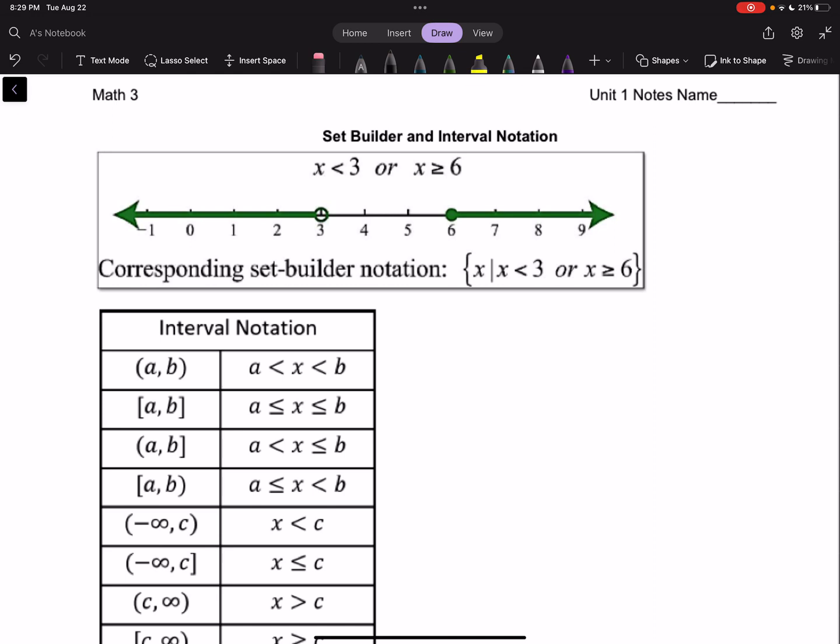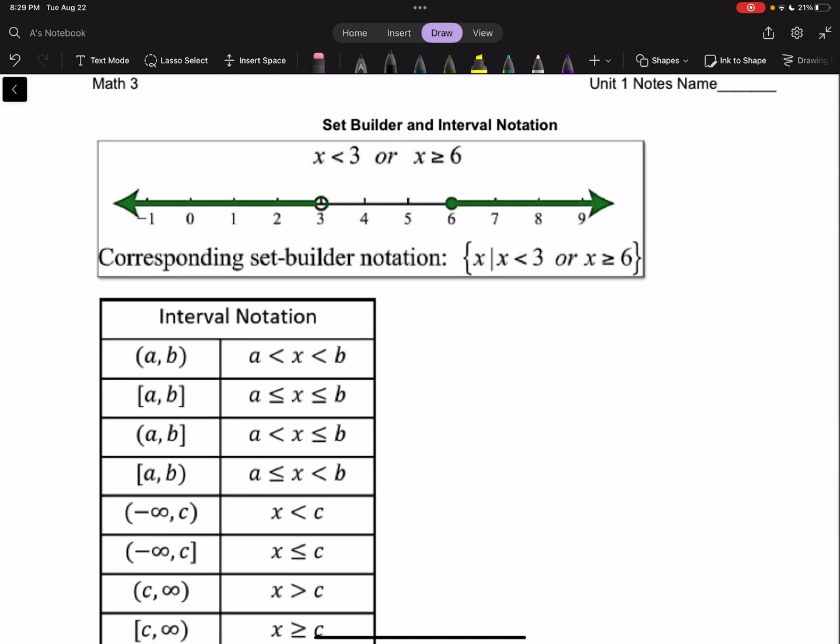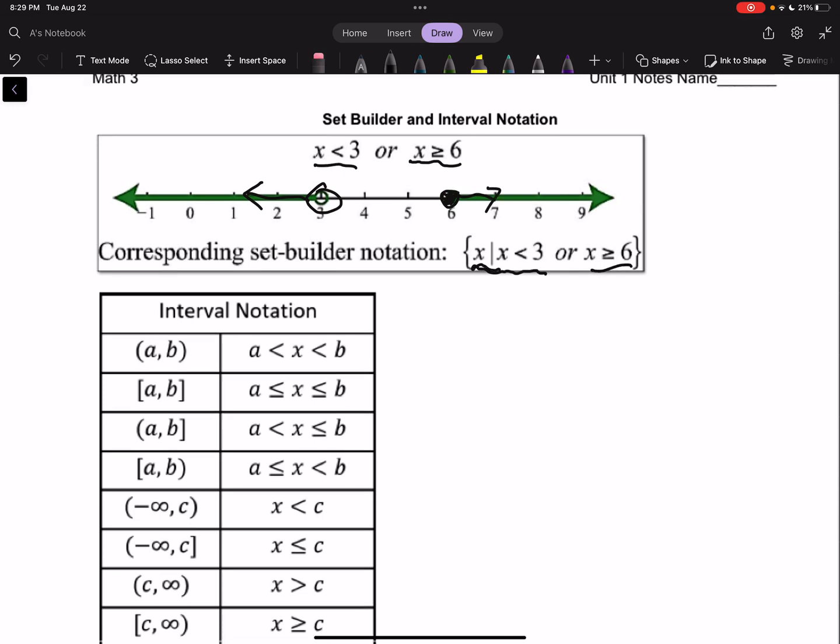Alright, for this set builder, it says x is less than 3. So in the set builder, it's this portion, x where x is less than 3. It is denoted by this line with the open circle for less than and an arrow to the left. Or x is greater than or equal to 6. The greater than or equal to part is why that's closed with a right arrow. And in set builder, x where x is greater than or equal to 6.